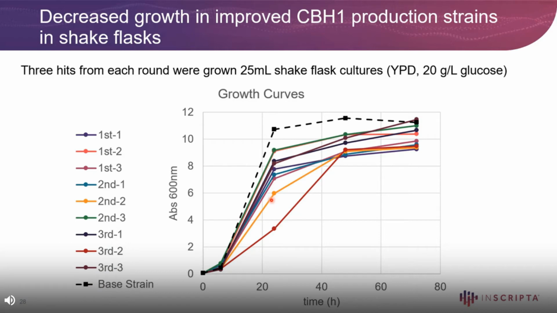And I think what was interesting and immediately popped out at us is, hey, all the hit strains we identified basically have decreased growth relative to this base strain that we were using. So this was interesting in 2 ways. One of them is that we're seeing improved production of CBH1, and since we're not seeing greater growth than the base strain, it means that this can't be explained by just better growth of those strains. In fact, they grow slightly worse than the base strain.